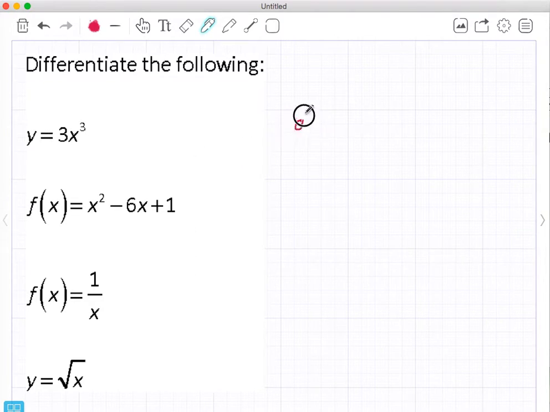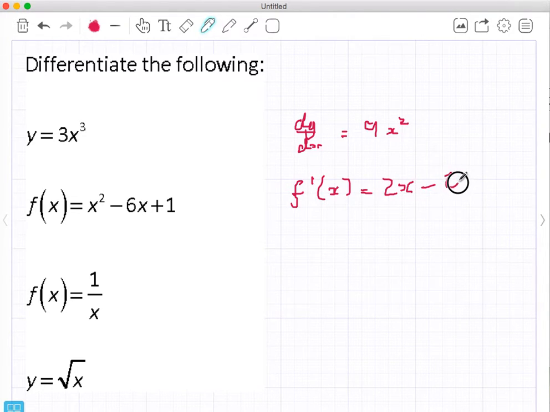Okay, this one, dy by dx, I do 3 times 3, 9x to the power of 2. This one here, now this one starts with f, so I'm going to use f dash x. 2 times x, so it becomes 2x, and then minus 6 at the back. The 1 disappears, and this is actually the power of 1, so it becomes minus 6x to the power of 0, so just leave it like that.